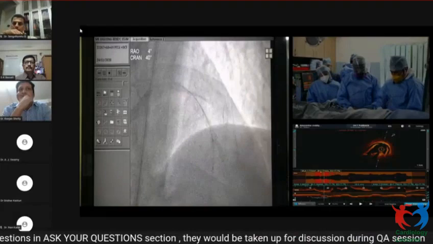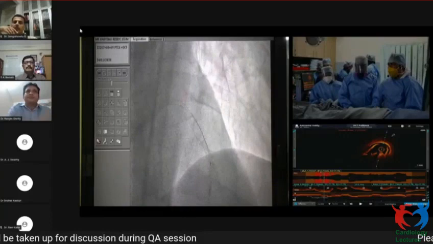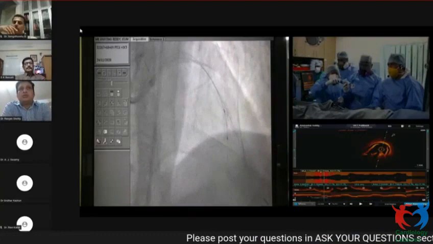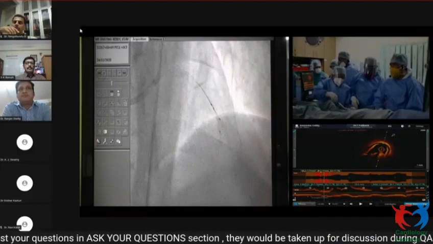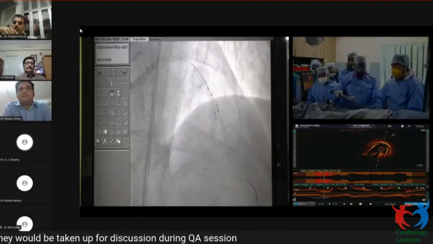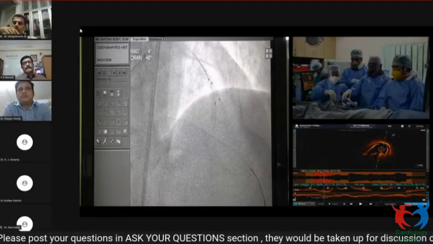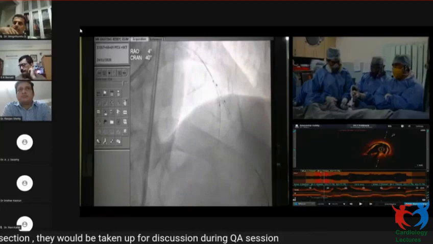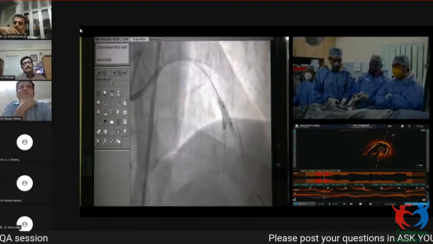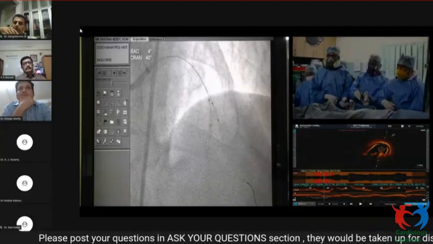There we were facing difficulty, then we pulled both wires and recrossed. Then subsequently now we are putting one more. So we have opened the strut of the side branch with a smaller balloon first before this 2.5, isn't it, sir? 1.5. Then we take the OCT.